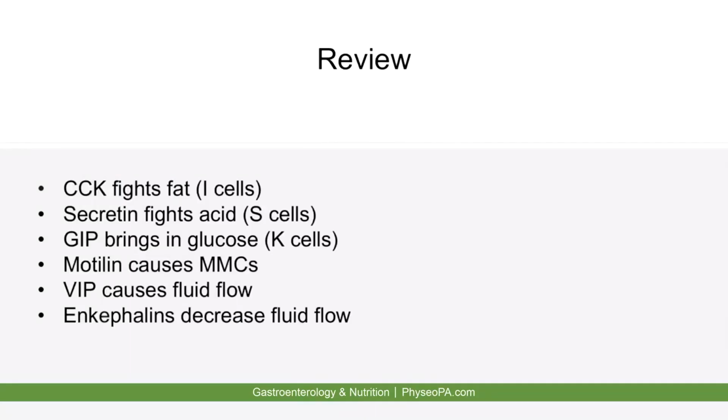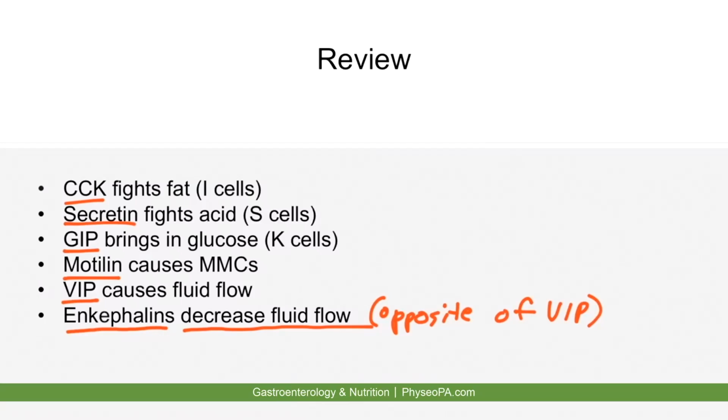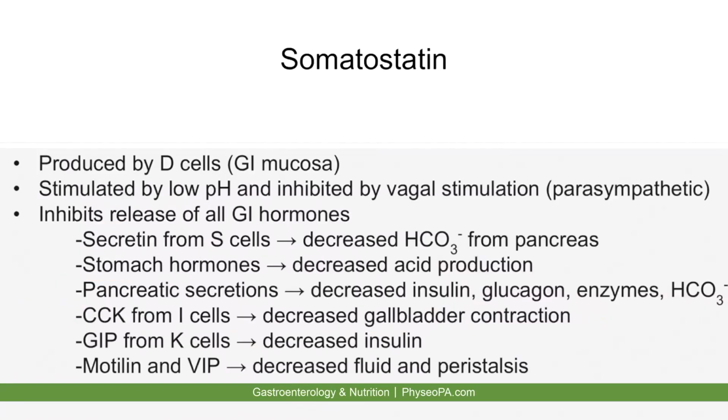So up to this point, we've talked about CCK, secretin, GIP, motilin, VIP, and enkephalins, which decrease fluid flow. And this is opposite of VIP. So it may be helpful to think of VIP and enkephalin as a pair that do the opposite function. Now let's talk about somatostatin.